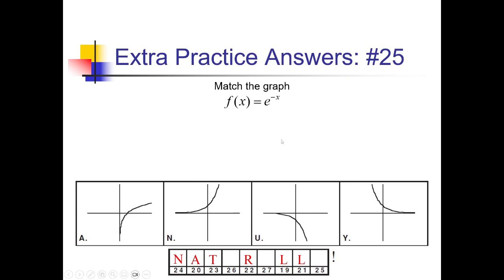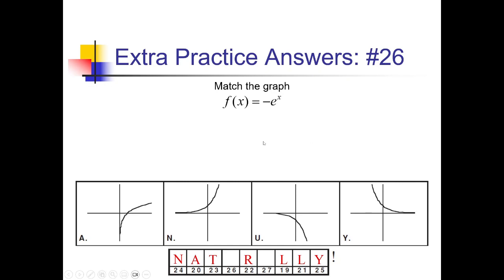Next up, number 25, we have e to the negative x. Now the key on this is recognizing that since I'm negating the input variable here, I'm doing a horizontal left-right reflection of the original function, e to the x. So here's e to the x. I just need to flip that over the y-axis. So that's going to end up giving me choice Y over here, which I'm going to put in spot 25.